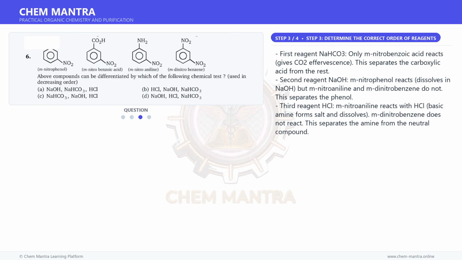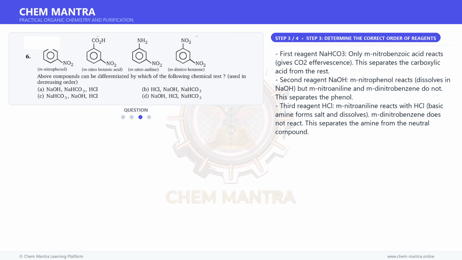First reagent NaHCO3, only m-nitrobenzoic acid reacts, gives CO2 effervescence. This separates the carboxylic acid from the rest. Second reagent NaOH, m-nitrophenol reacts, dissolves in NaOH, but m-nitroaniline and m-dinitrobenzene do not.